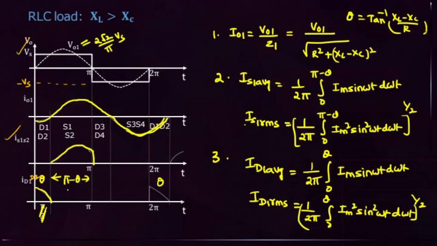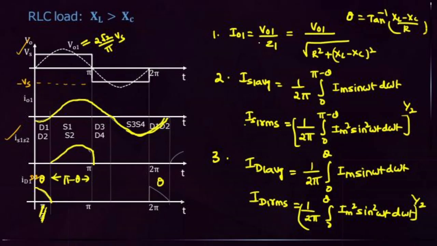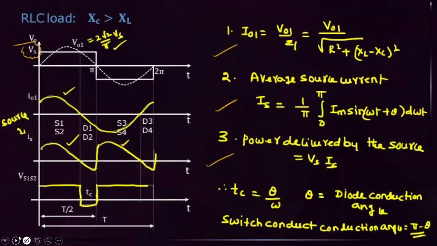That was for resistive load. Then RLC with XL greater than XC, inductive loads: how to calculate I01, average value of switch current, RMS value of switch current, average value of diode current, RMS value of diode current. These formulas you have to practice. To solve the problems based on this topic, you have to practice these formulas.